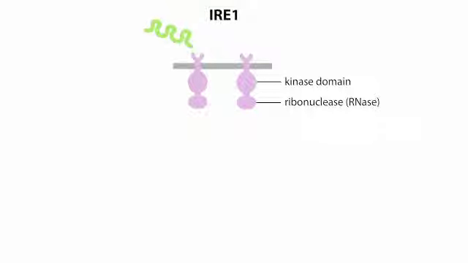IRE1 is a transmembrane protein kinase with 2 catalytic domains on its cytosolic side, a kinase domain and a ribonuclease, or RNase, domain. Misfolded proteins in the ER lumen activate IRE1, triggering IRE1 molecules to oligomerize. The adjacent kinase domains of the IRE1 molecules phosphorylate one another, and the RNase activity of the oligomer becomes unmasked.